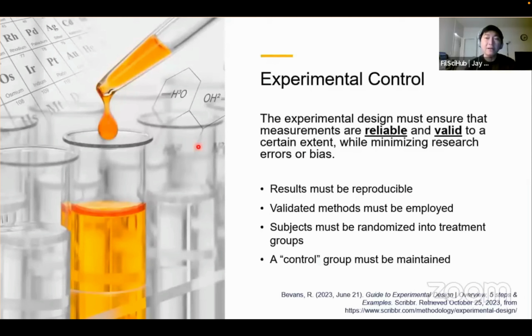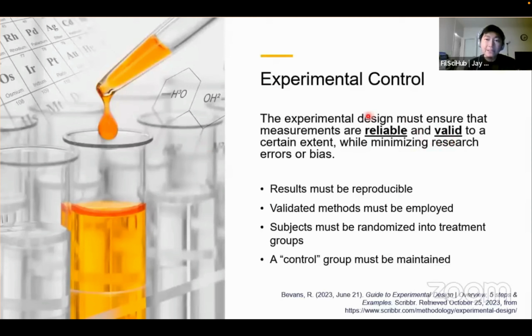So kung limited po tayo sa budget, hindi natin ma-afford yung mga sophisticated equipment, so we do like in-house developed methods. So we try to aim at least that our measurements and our data are reliable and valid, minimizing the errors or the bias in the experiments. So there are two metrics here, the reliability and the validity of the experiments.